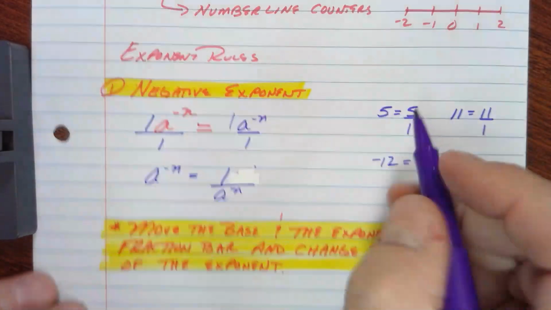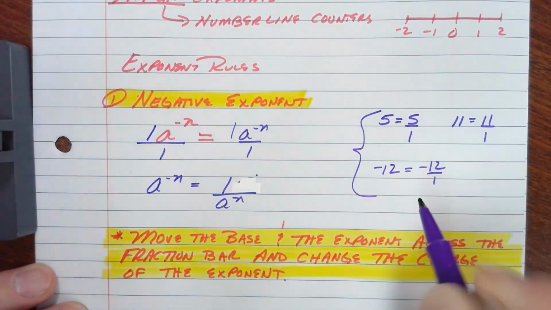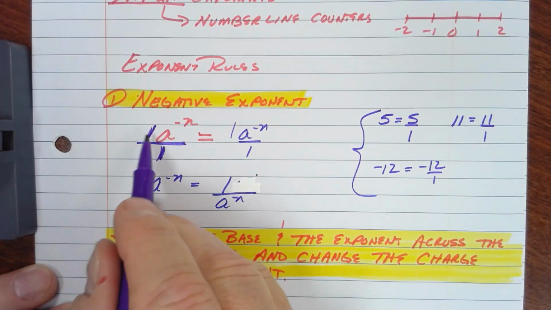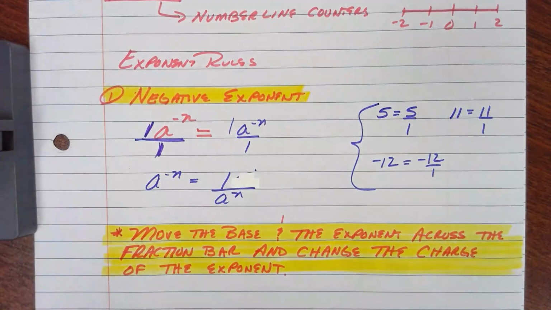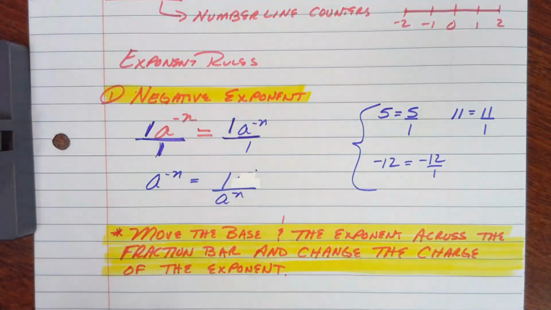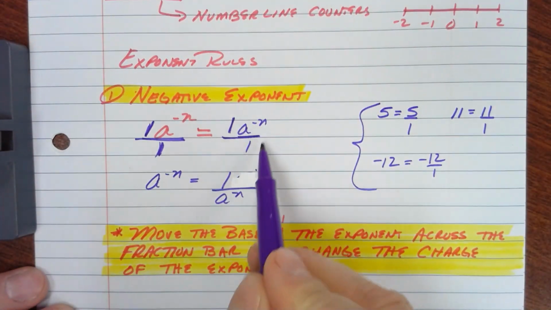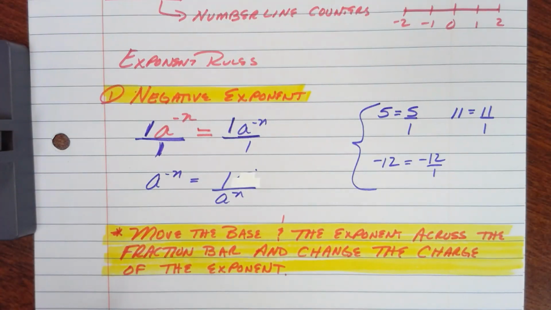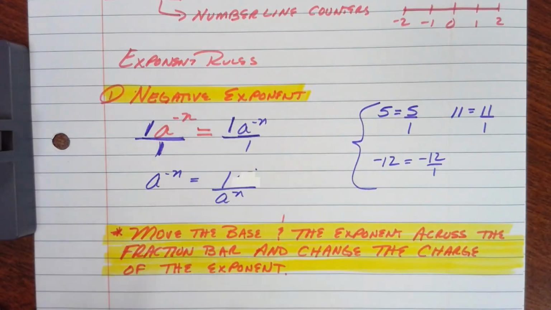So we're taking several concepts. Any number is itself over 1, and there is a 1 in front of any variable. That gives us a 1 in the numerator and in the denominator, so that when I move that base and exponent across the fraction bar, the denominator exists, and this 1 remains if there's nothing else there.